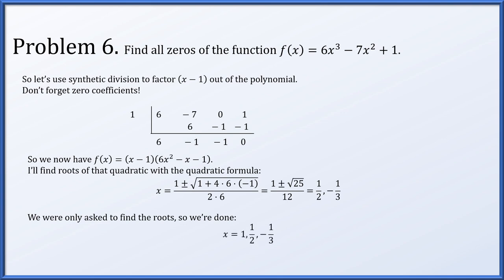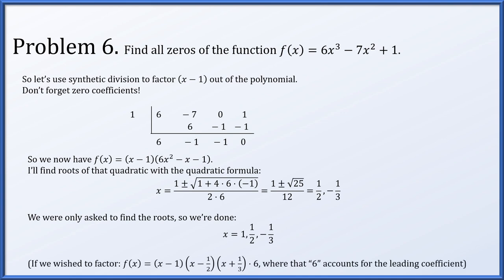Okay, the roots are 1, 1 half, and minus 1 third. If we wanted to factor the function, however, we will have found three factors, x minus 1, x minus 1 half, and x plus 1 third, times an unknown constant, and the constant will be 6 to produce the correct leading coefficient.